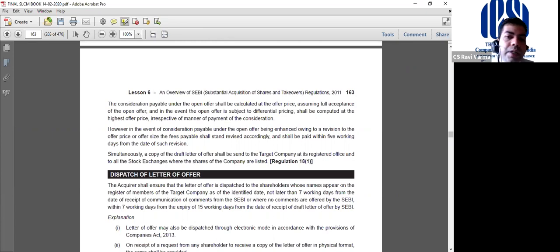How many days will SEBI take to give the comment, sir? SEBI will generally give the comment within 15 days. If you do not receive any comment from SEBI, then within 7 working days from that, you need to dispatch it to the shareholders. Sir, we dispatch it to the shareholders? Yes, you dispatch it to the shareholders of the target company.